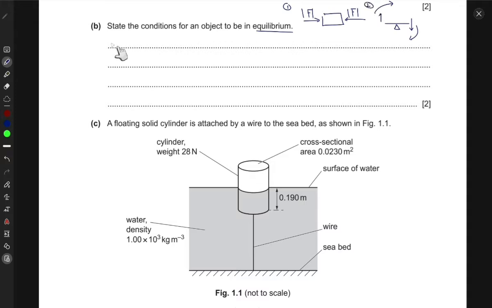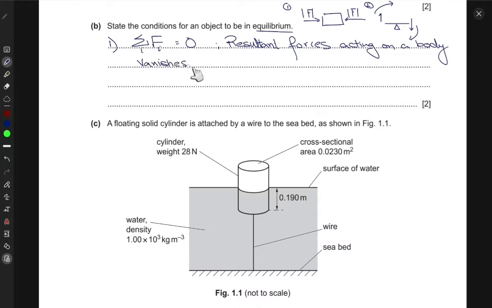So the conditions for an object to be in equilibrium are basically two, one coming from the translational equilibrium and the other coming from the rotational equilibrium. The translational equilibrium should satisfy this: the resultant sum of all the forces that are acting on the system is zero, right? Which you can write in words as: the resultant force acting on a body vanishes, or is zero. So that is translational equilibrium.